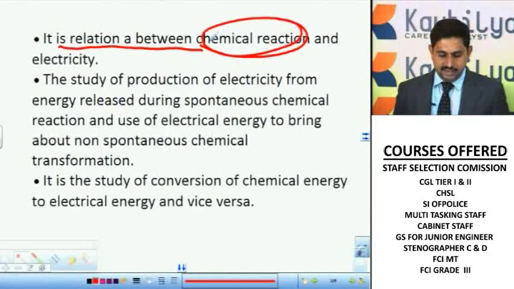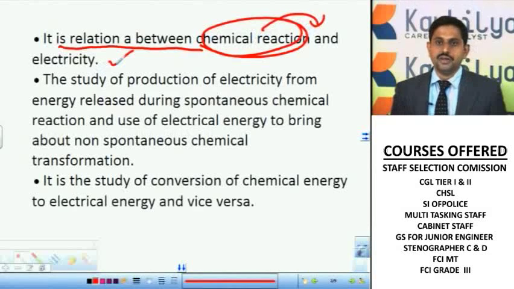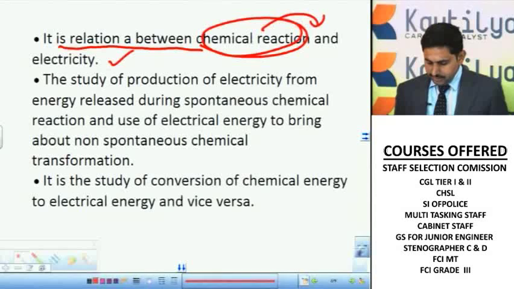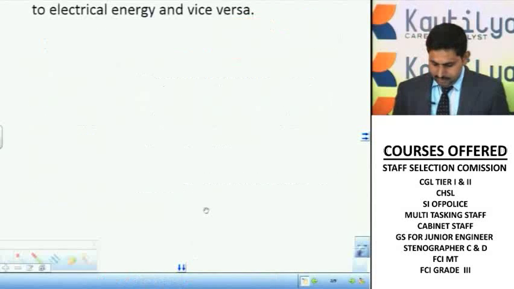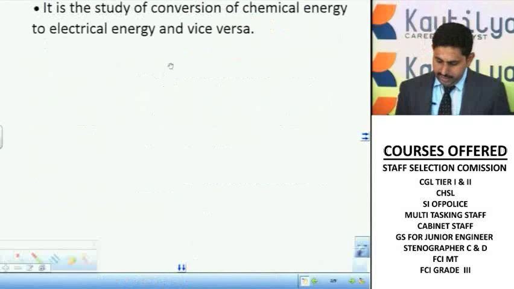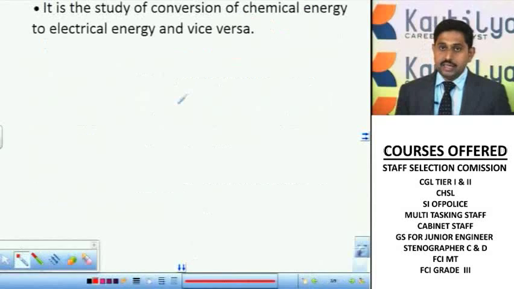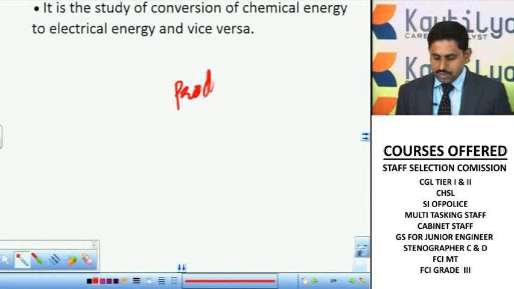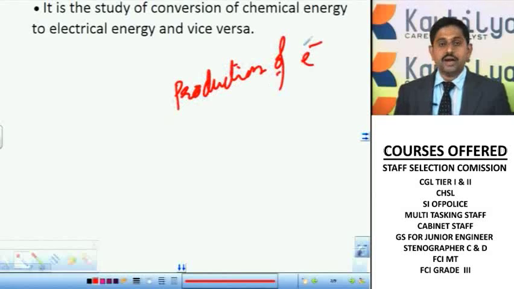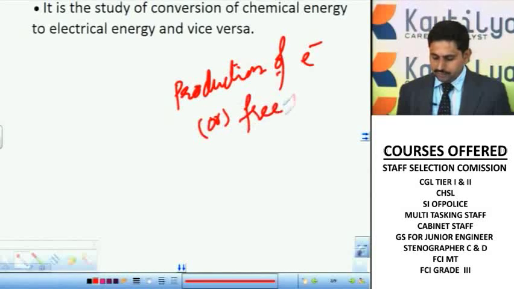By different types of chemical reaction, some electricity is going to be produced, and that is called electrochemistry. Previously we have discussed that if you want to produce electricity, definitely there should be production of either free electrons or free ions.